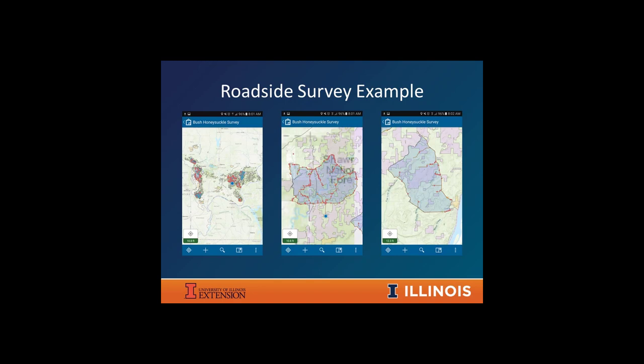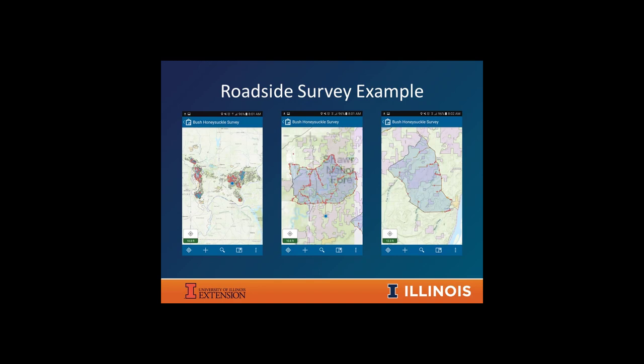And we did this across 8 priority landscapes within the region. So we just split up into several teams of 2, and drove all the roads within these priority landscapes, and the passenger would just tap those few buttons every time we saw a bush honeysuckle, and came up with some really great information.